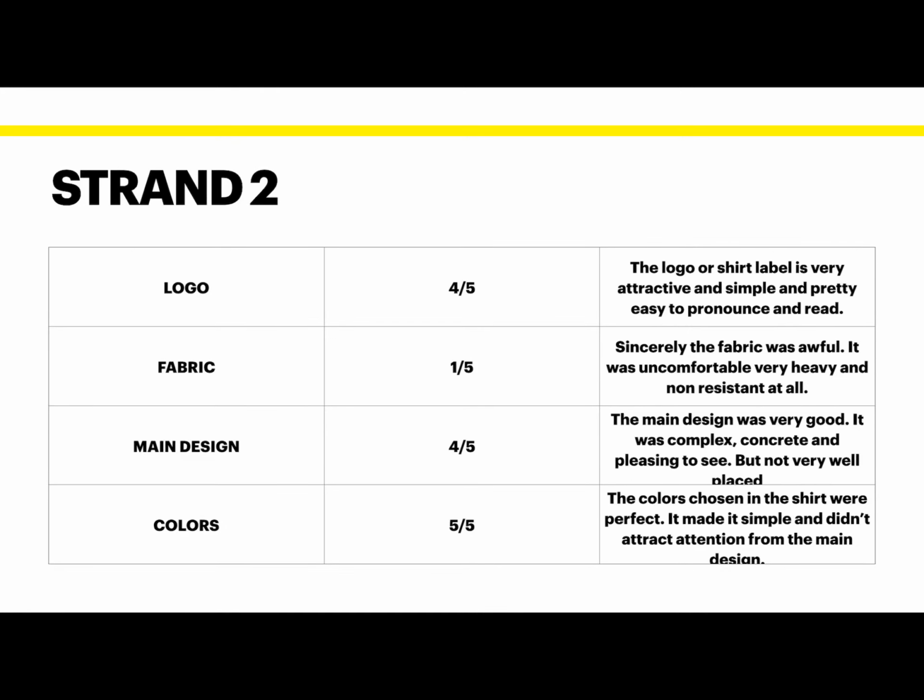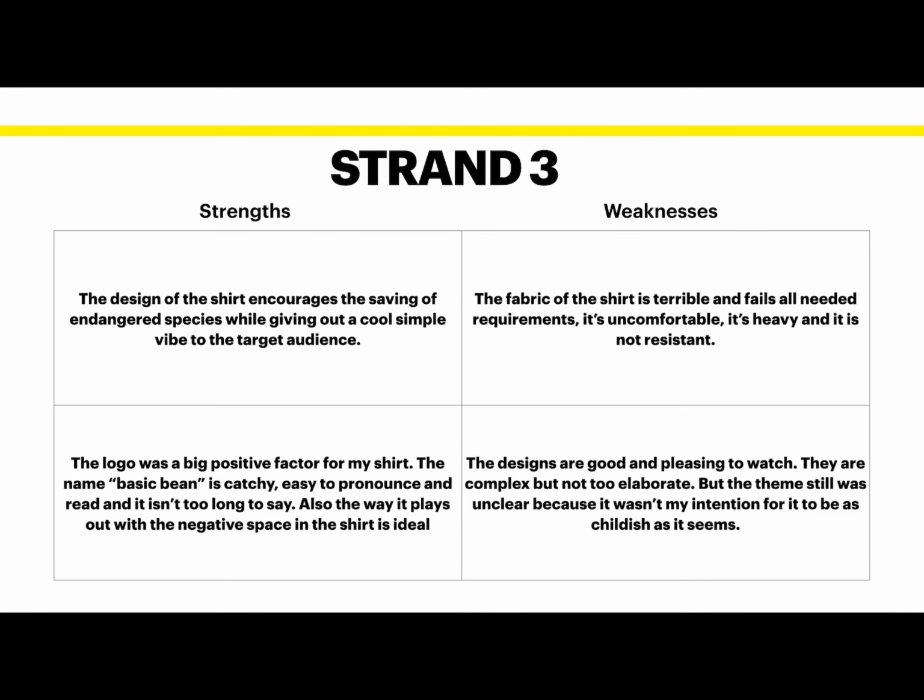For strand 2, I rated on a scale of 1 to 5 how my final product did in each aspect, like logo, fabric, main design, and colors. For strand 3, I mentioned the strengths and the weaknesses of my final product.